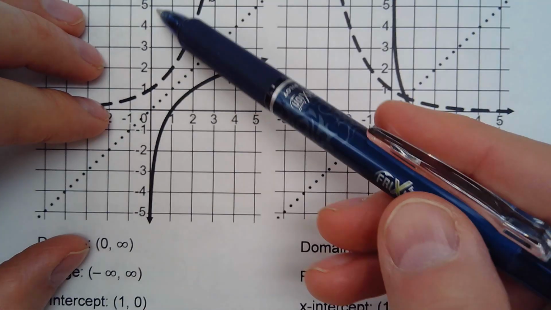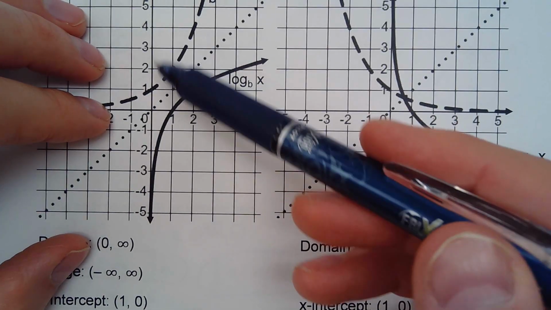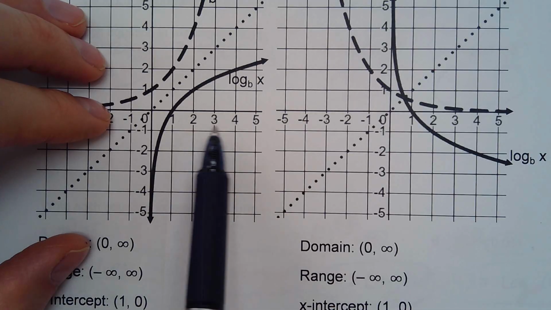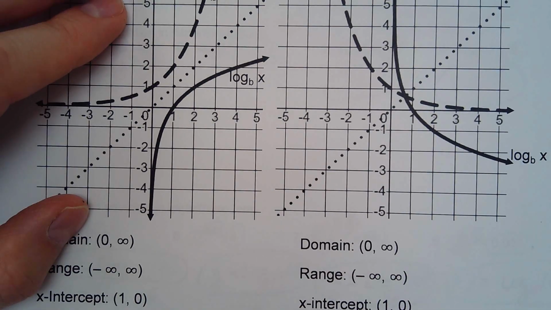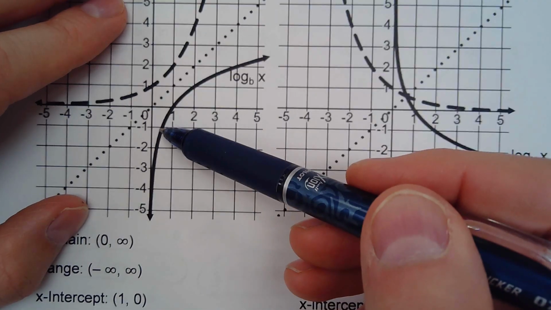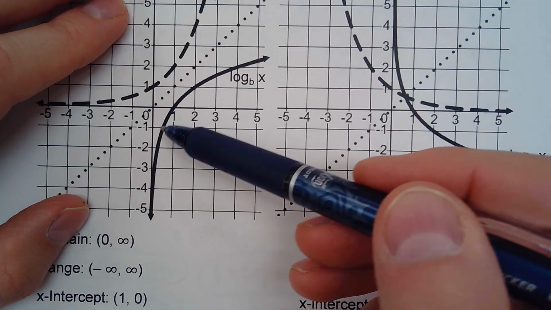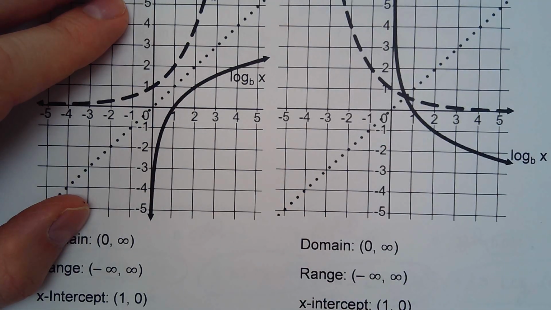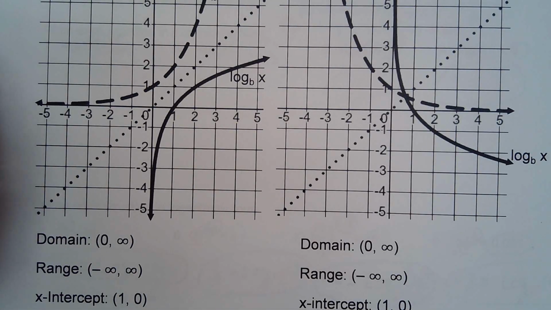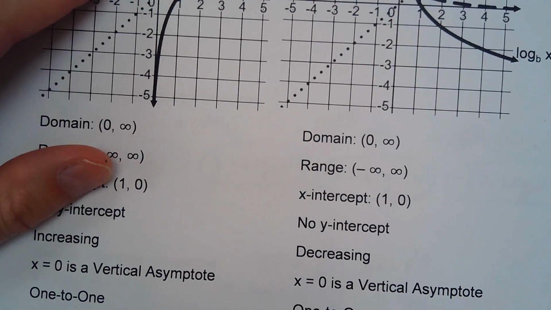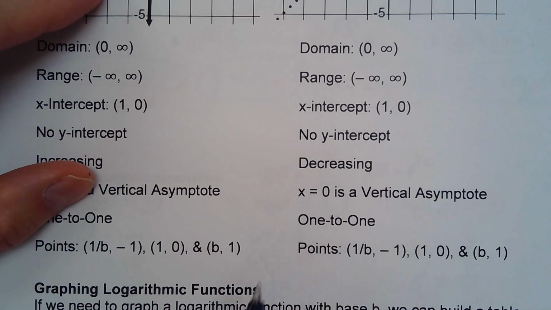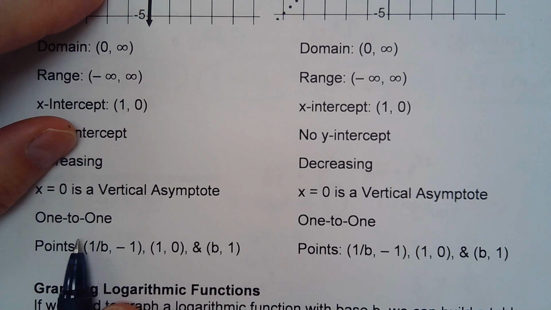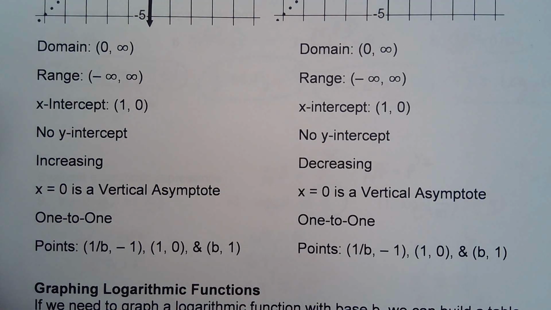They both have a vertical asymptote of x equals 0. They are one-to-one because they pass the horizontal line test. And my anchor points are going to be (-1, 1/b), (1, 0), and (b, 1). So notice those are the same anchor points as for my exponential, just with the x and y coordinates reversed.